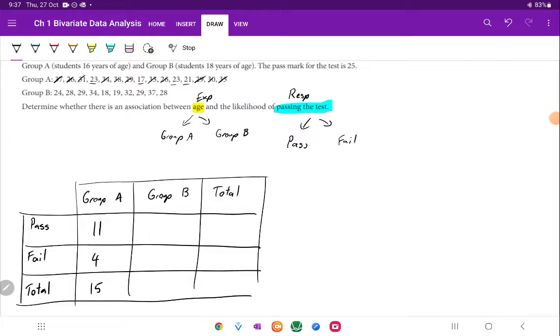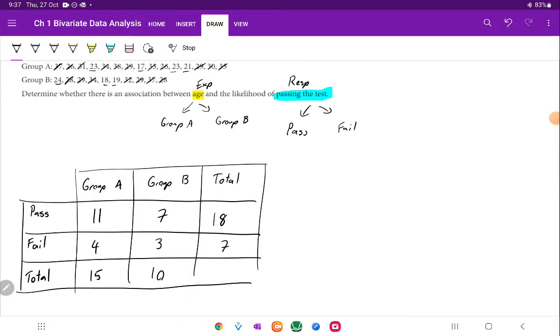Alrighty, let's have a look at Group B. Well, in Group B, 24 is a fail, 28 is a pass, 29 is a pass, 34 is a pass, those both fail, 32 is a pass, 29 is a pass, 37 is a pass, and 28 is a pass. So 1, 2, 3, 4, 5, 6, 7 who passed from Group B, and 3 who failed. Total of 10, which means that there were 7 students who failed in total, 18 students who passed in total, and 25 students in total.